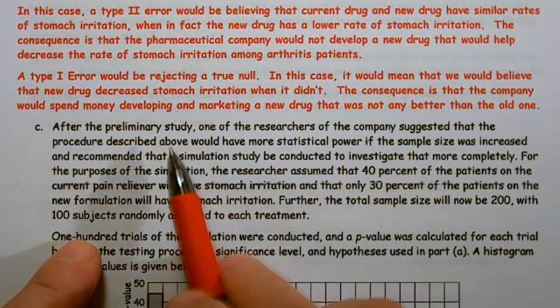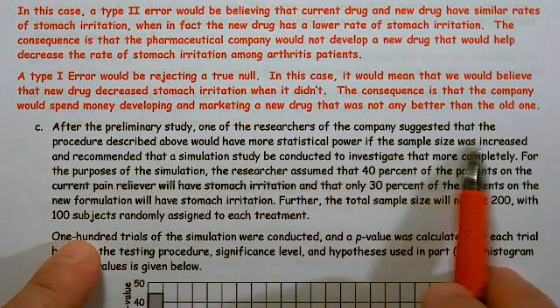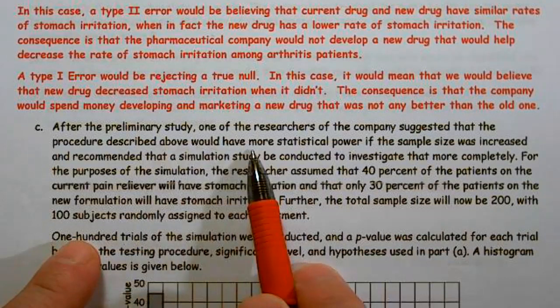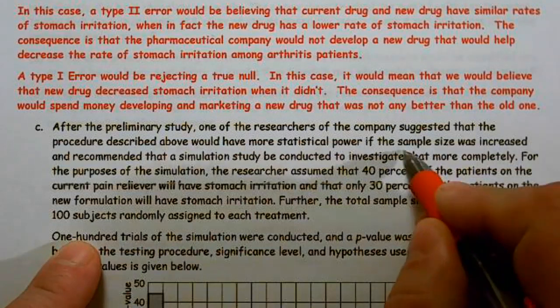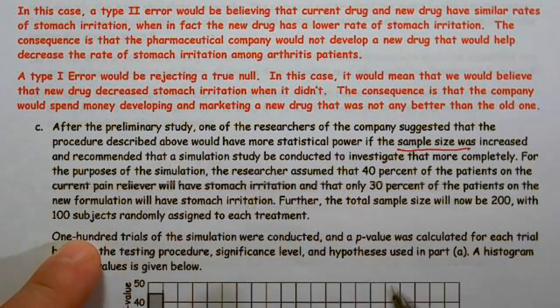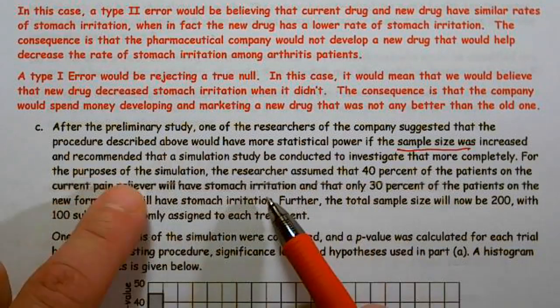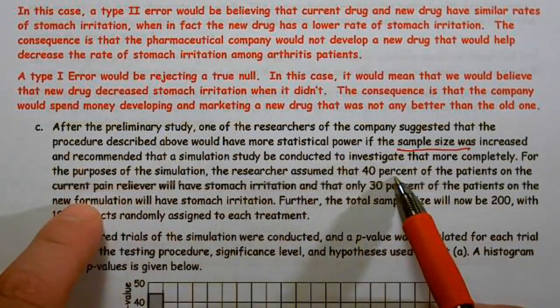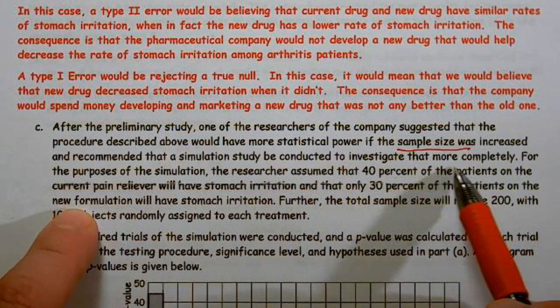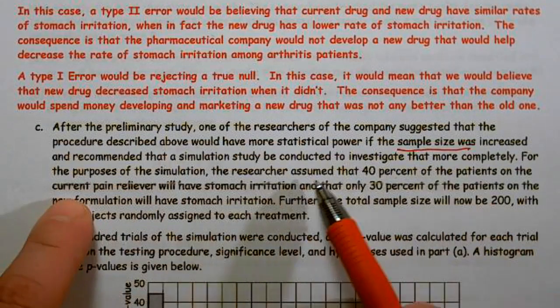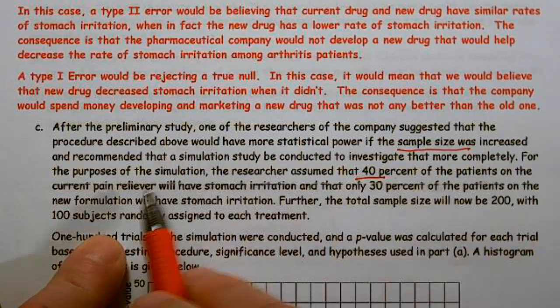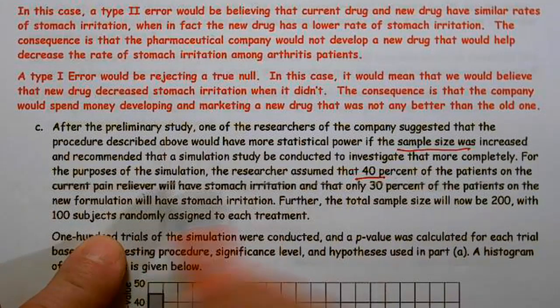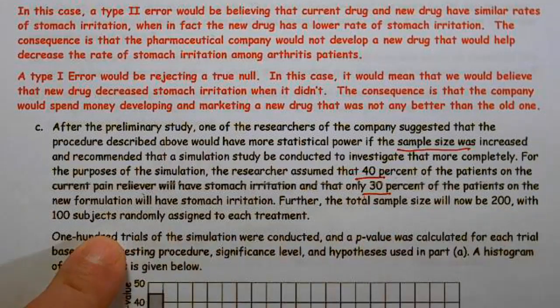So part C. After the preliminary study, one of the researchers of the company suggested that the procedure described above would have more statistical power if the sample size was increased. In other words, and that is true, increasing sample size will increase power. And recommended that a simulation study be conducted to investigate that more completely. For the purposes of the simulation, the researcher assumed that 40% of the patients on the current pain reliever would have stomach irritation, and then only 30% of the patients on the new formulation will have stomach irritation.